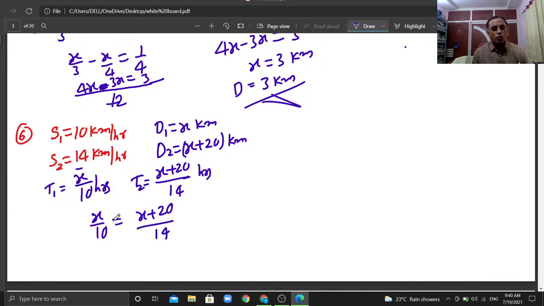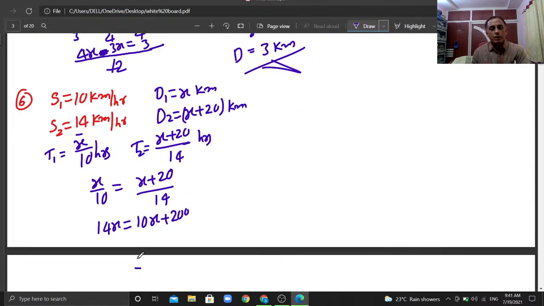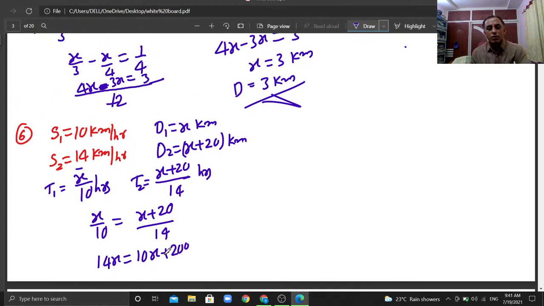Okay. Now cross multiplication. 14 into x is 14x, is equal to 10 into x plus 20. 10 into x is 10x, plus 10 into 20 is 200. So 14x is equal to 10x plus 200.